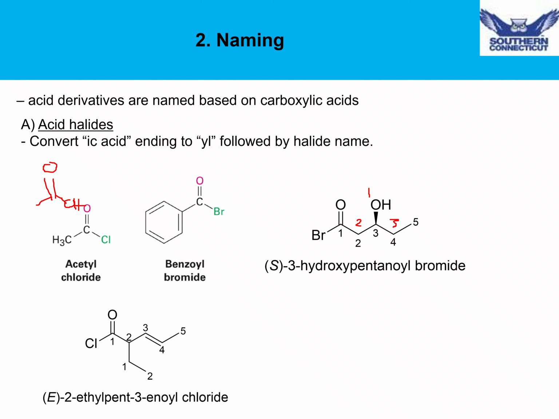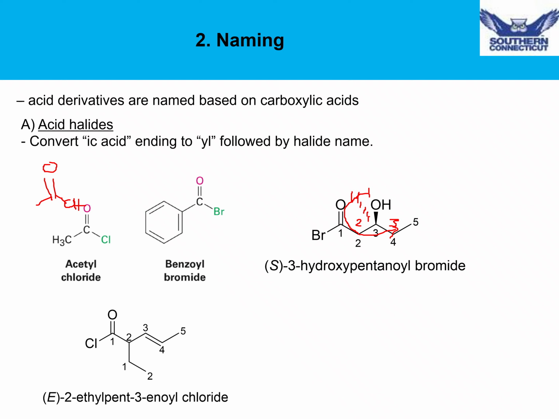There's also a hydrogen facing back here, which has the lowest priority, so we can ignore that for now. So we go from 1 to 2 to 3. Notice we're going counterclockwise, so that is S stereochemistry.